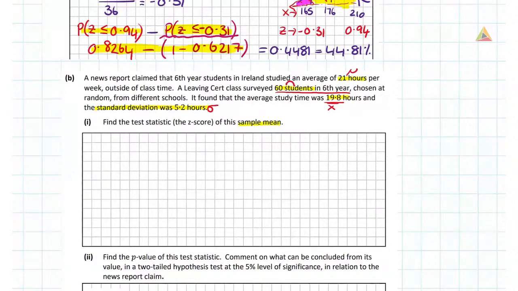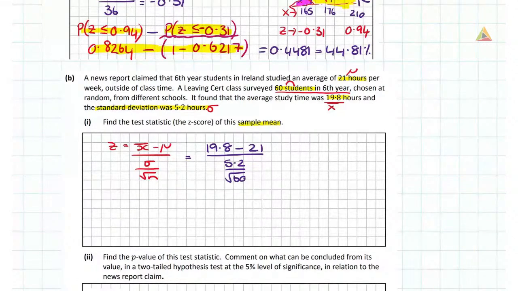So we're going to use our formula from page 35 of your log tables. That's your Z test formula, or the Z score. Z is equal to X bar minus mu divided by sigma over root n. And it's a matter here of just subbing in your numbers. So it's going to be 19.8 minus 21, and we're dividing by sigma, which is 5.2, over root n, which is root 60. So you might notice that this part that we have here is actually your standard error of the mean.